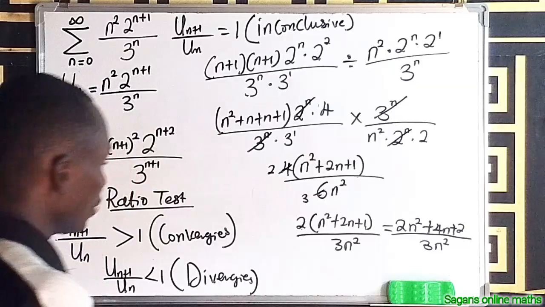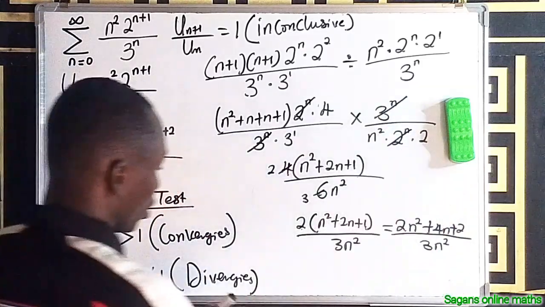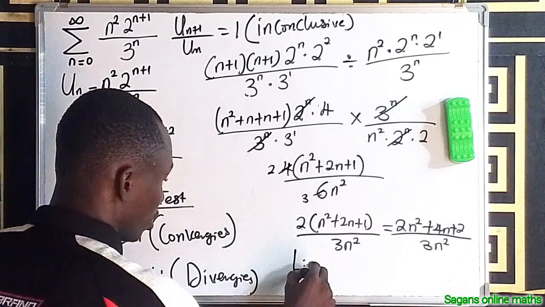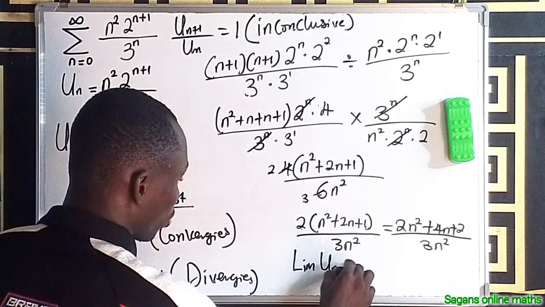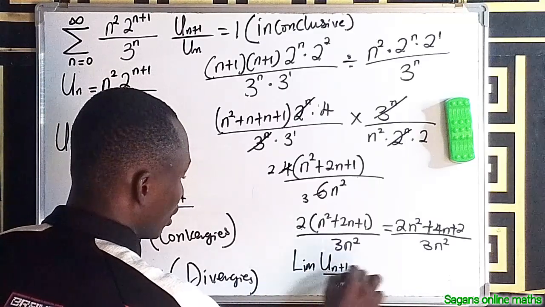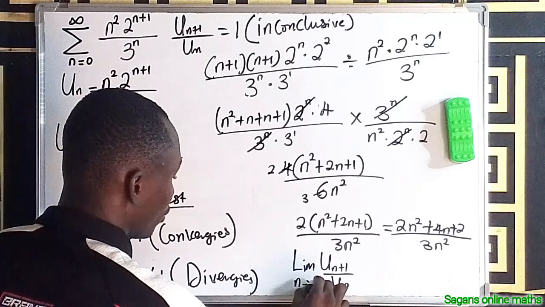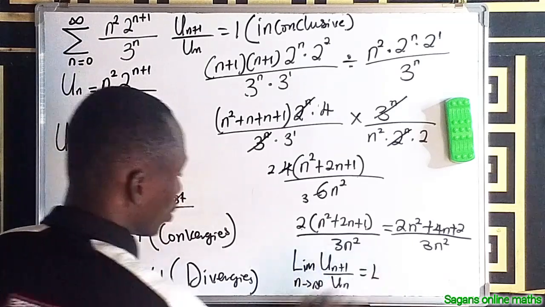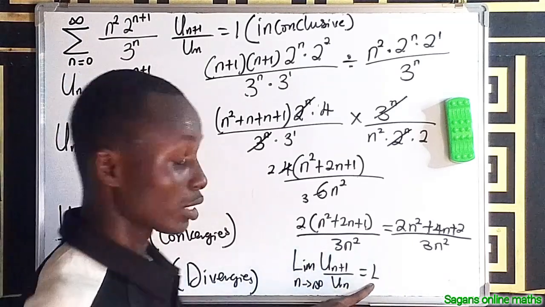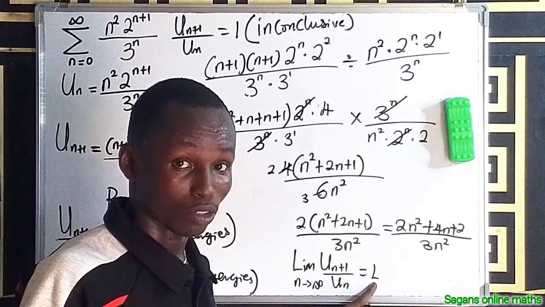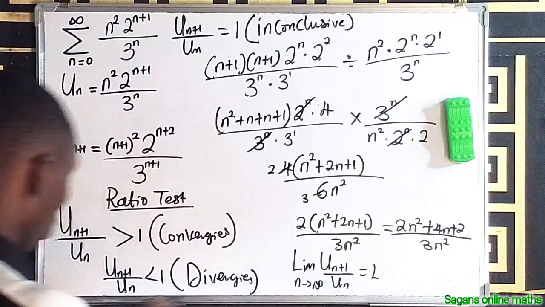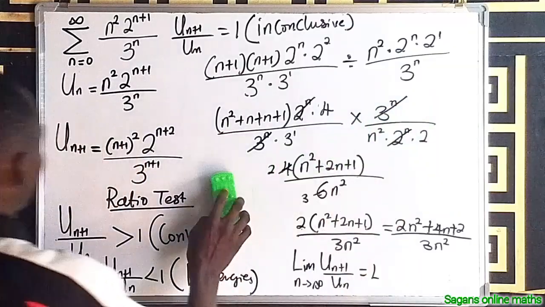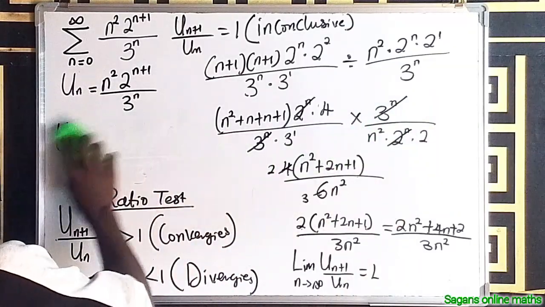Okay, that means the limit of u n plus 1 divided by u n, where n tends to infinity, is equal to n. And this n is our result. This will determine whether it converges or diverges. Okay. So let me remove this from here quickly, so that I can do it.